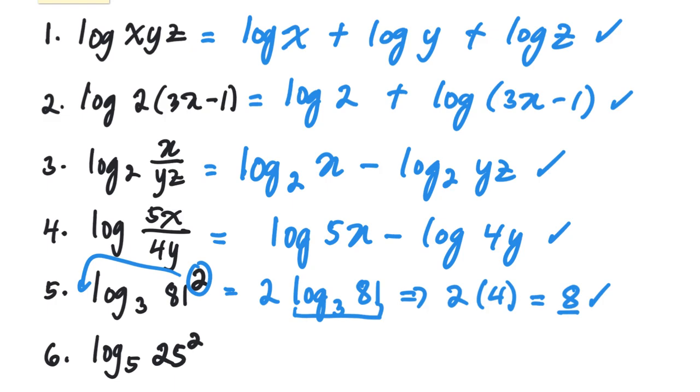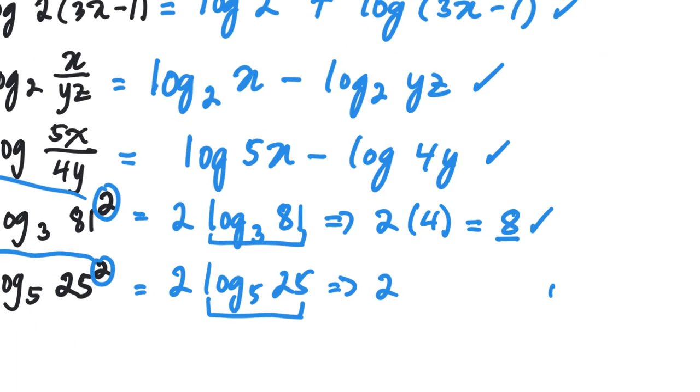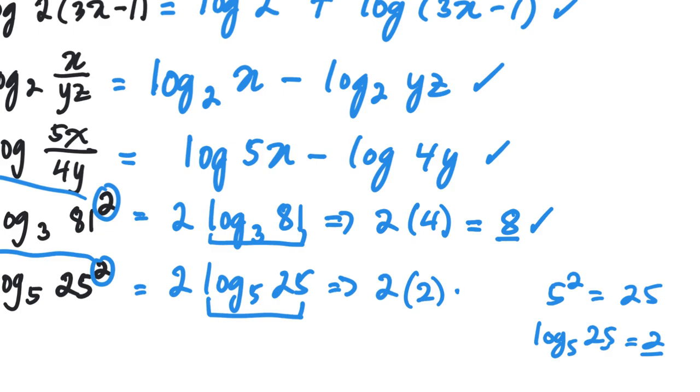Okay, so another one in here. Log base 5 of 25 squared. So we're going to be putting the power in front again. 2 times the logarithm base 5 of 25. Now we can simplify this further. 2 times, what is the logarithm base 5 of 25? Now we know very well in here that 5 squared is equal to 25. Therefore, the logarithm base 5 of 25 is going to give you 2. So we're going to multiply this by 2 again, and that's going to give you 4. So that's your final answer.